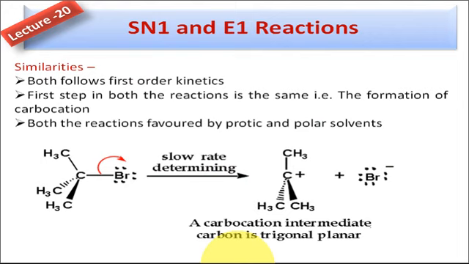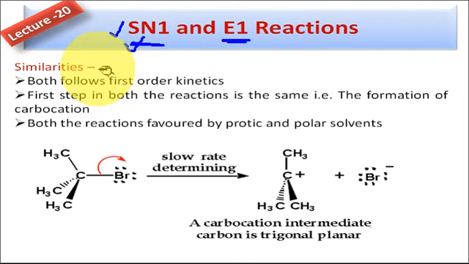Now if you remember the SN1 reaction, similar kinds of conditions apply there also. That is, SN1 reactions are also favored by the presence of weak bases and protic solvents, and for the tertiary halide it shows the maximum rate of reaction. The same kind of conditions are suitable for the E1 reaction.